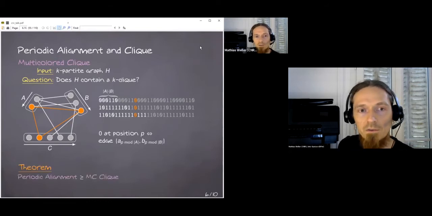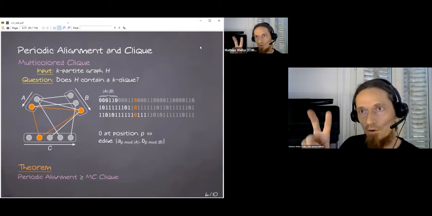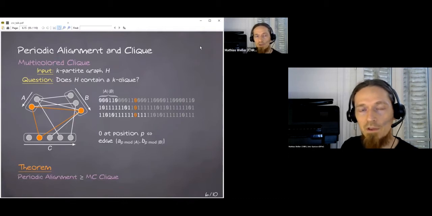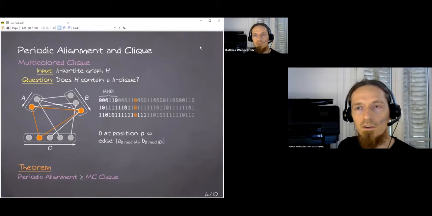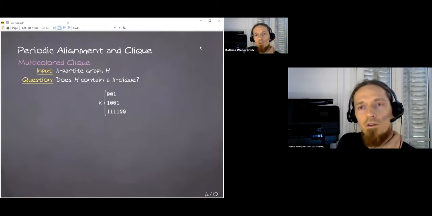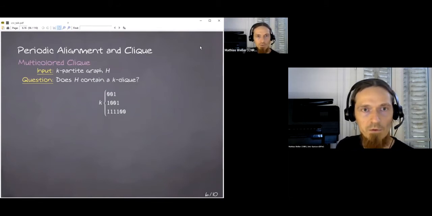Okay, and this gives us that our periodic alignment problem is harder than multicolored clique, and it actually carries over the parameter. The k parameter is now the number of sequences. Well, not exactly. There's a square in there, but for parameterized reductions, it's still okay. And surprisingly, the thing works the other way around as well. So we also have a reduction from PCA to clique.